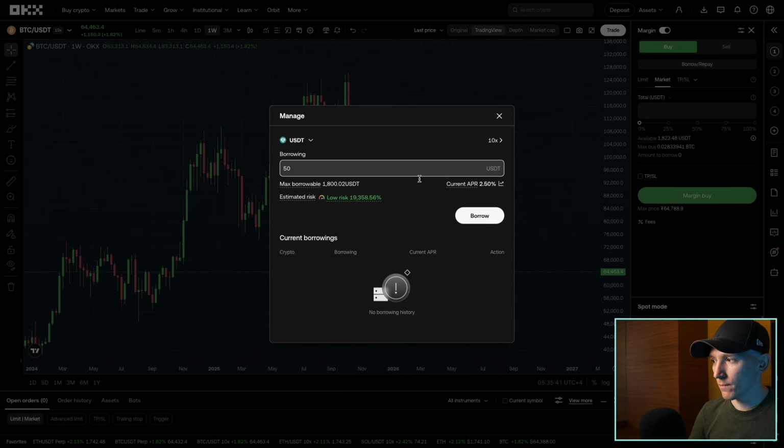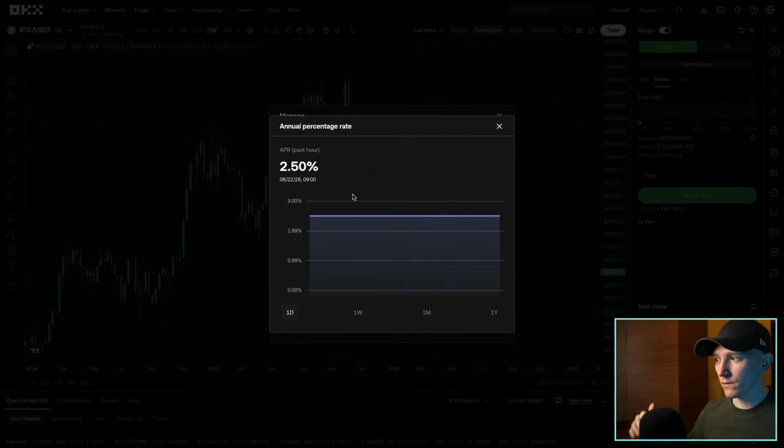But if you want to go ahead and borrow here, just choose how much you want to borrow, like this. And also you want to check out the current APR, which of course is the rate that we're paying because we are borrowing cash here. So if you're borrowing money, you have to pay an interest rate. The APR is 2.5%. So not bad, right? A yearly rate of 2.5% to borrow is pretty good.